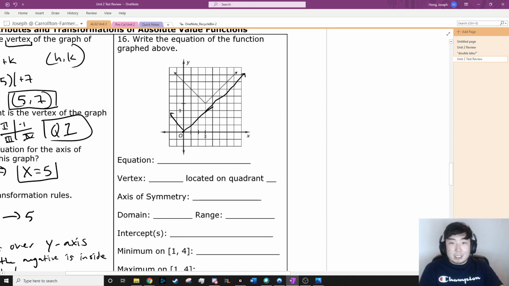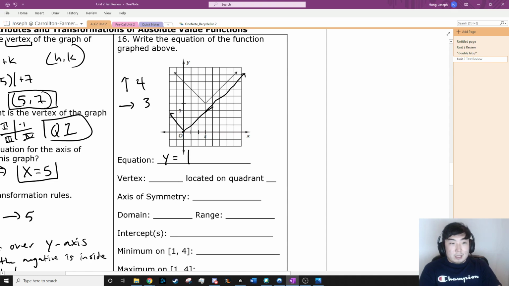So how many steps did I move upwards? How many steps did I move left or rightwards? I went up 1, 2, 3, 4. So I went up 4. I went 1, 2, 3 to the right. I didn't reflect over the x-axis or the y-axis. That'd be very mean of me to do so. But it could happen. Hint, hint, wink, wink.